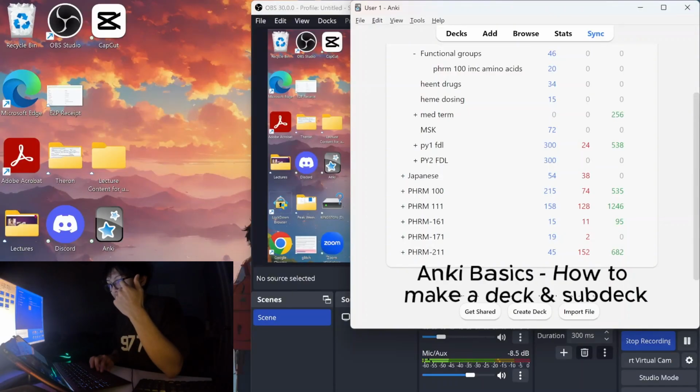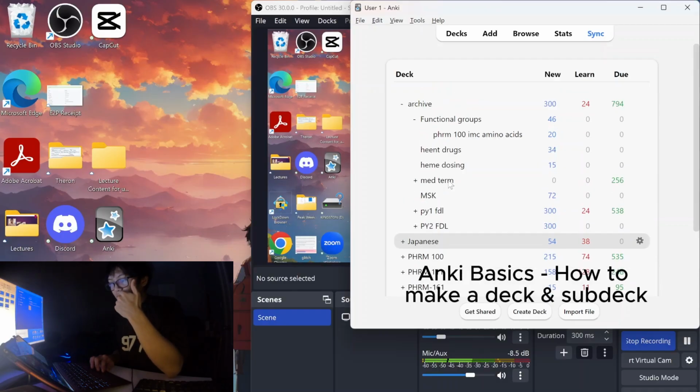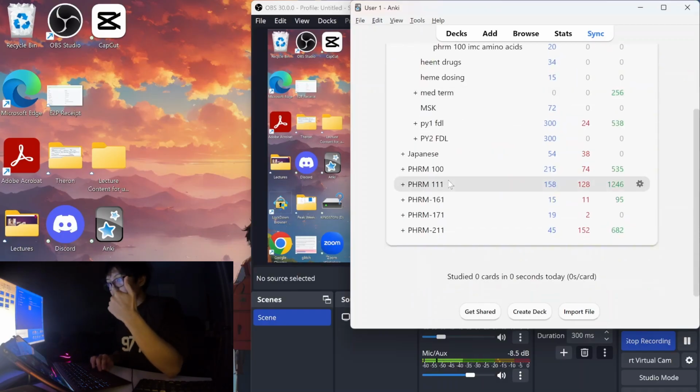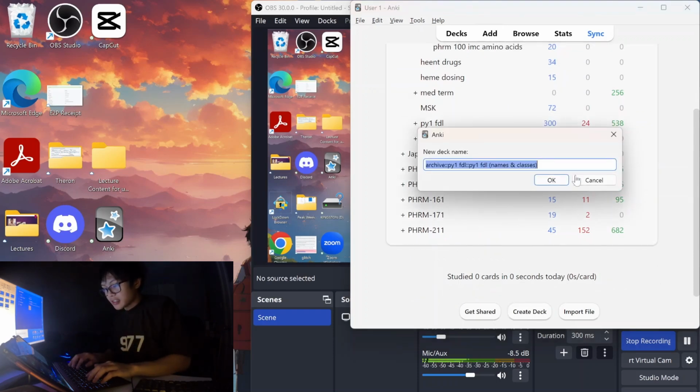Basics of Anki. So first things first, when we're using Anki, we're going to make a flashcard deck. To make a flashcard deck, all you need to do is click on create deck and type in the deck name for what you want it to be. In this case, we're going to name it Pharmacy Drug List exam.